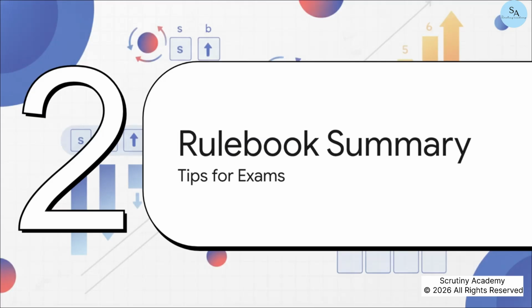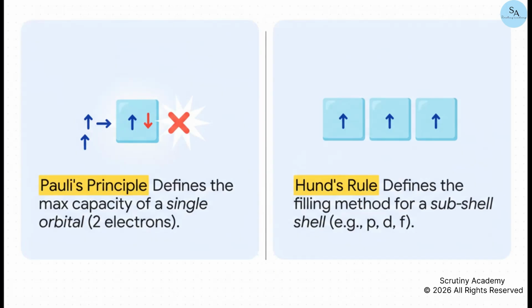All right, that's the complete rulebook, Pauli, Aufbau, and Hund. Let's do a quick summary, and I'll give you some key tips that are absolutely crucial to remember for your exams. A super common point of confusion is the difference between Pauli's and Hund's rules. So here's the key. Think of Pauli's principle as the capacity limit for a single room. That's an orbital. Maximum 2 occupants. Hund's rule is the seating arrangement for a suite of identical rooms. That's a subshell. Everyone gets their own room before anyone has to share.